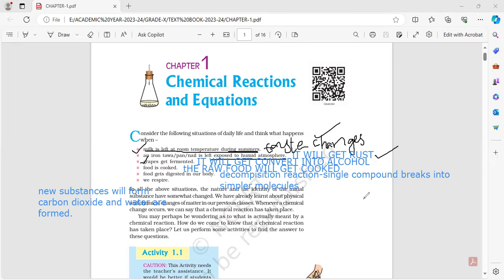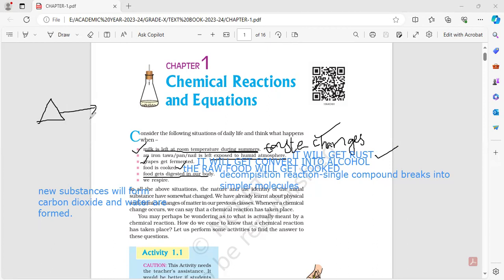Are there color changes? Yes or no? The grapes, when they are green, change into dark brown or black color when fermented. The color changed. Food is cooked: when food is cooked, hard raw substances become soft. Again, a chemical reaction. Food gets digested. Imagine this is food.